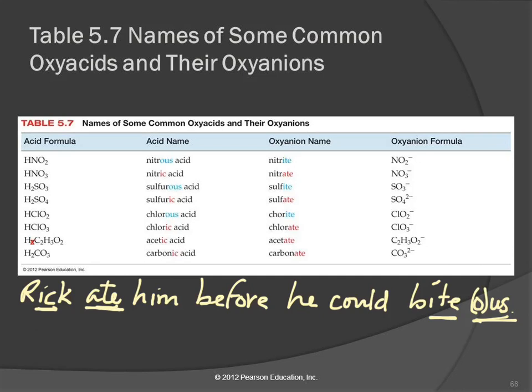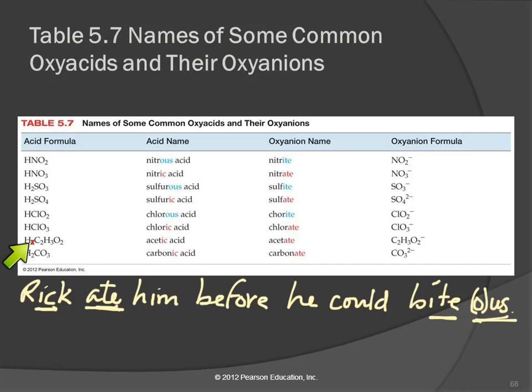So looking in this table, which I can't see because it's too small, HNO2 has NO2 in it. NO2 is nitrite. We change the -ite to -us and add the word acid. This is nitrous acid. There's no hydro in front. Hydro in front means it's a binary acid, no oxygen. Let's look at this one.